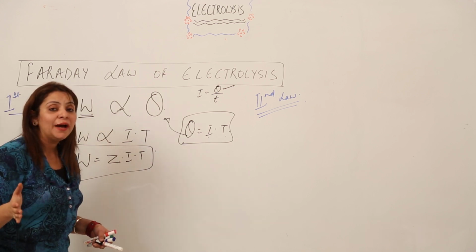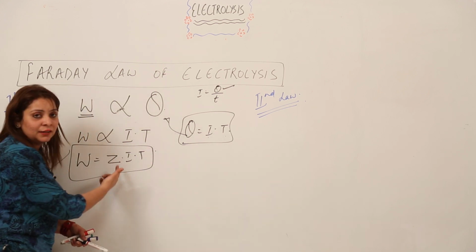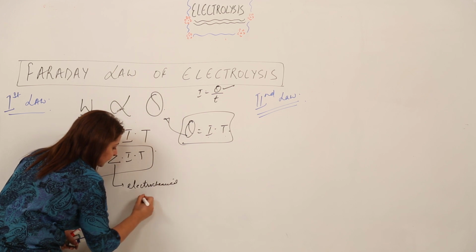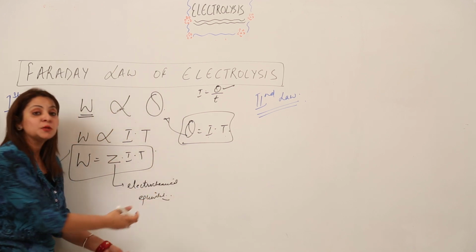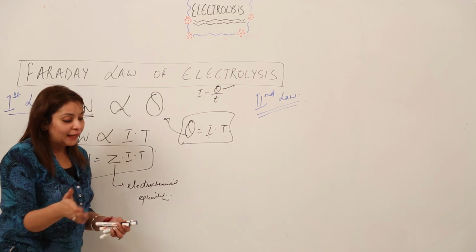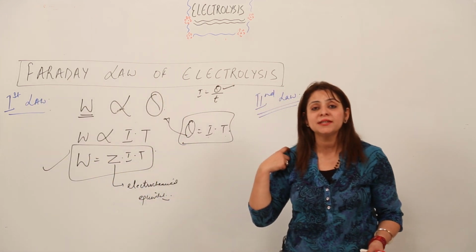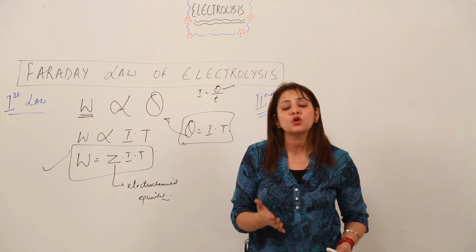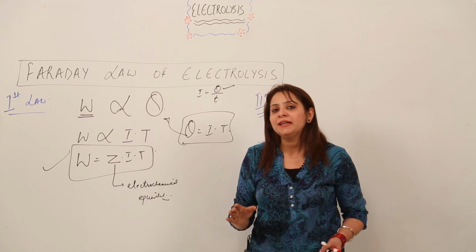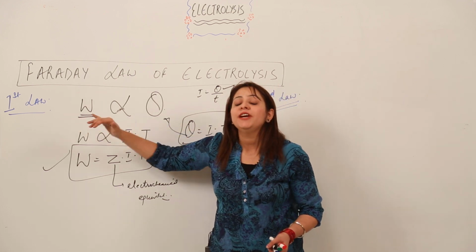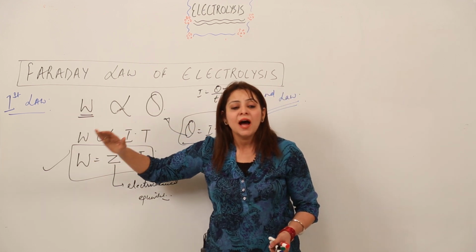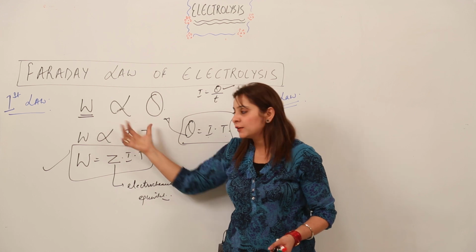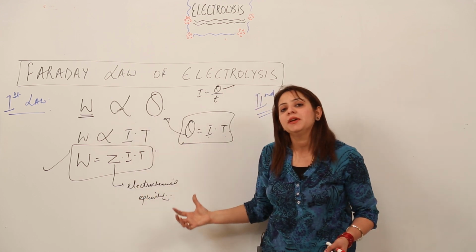Now the question must be coming to your mind: what name will we give to this Z? It is called the electrochemical equivalent. That is the constant, but it has a specific name, the electrochemical equivalent. If you get the question, state Faraday's law of electrolysis, first of all you should know that this law is obeyed only where electrolysis takes place. Then you will write that this law states that the weight of substance deposited at the electrode after electrolysis is directly proportional to the amount of electricity passed through it, that is W equals Z I T, and Z is the electrochemical equivalent.